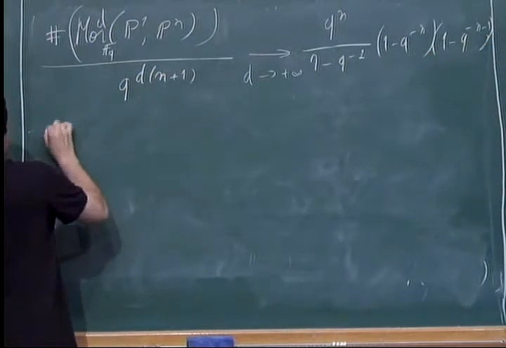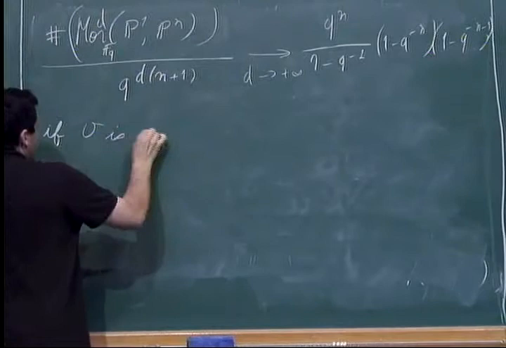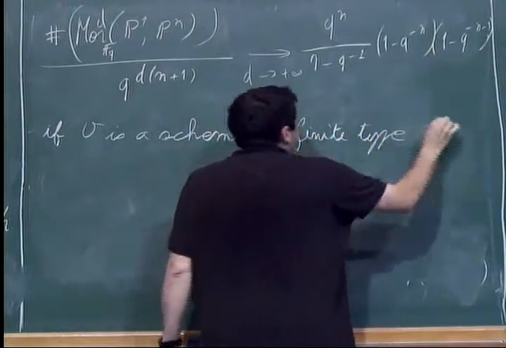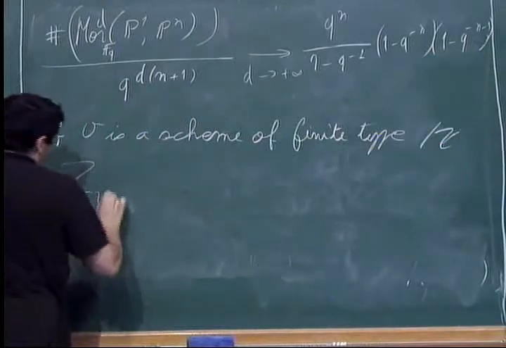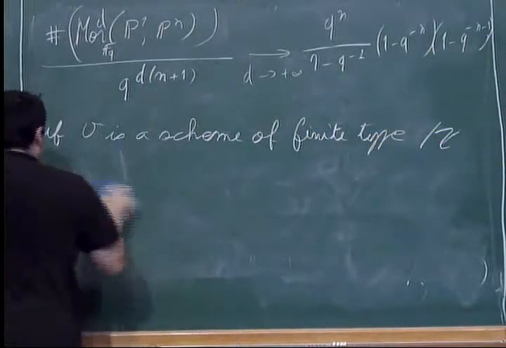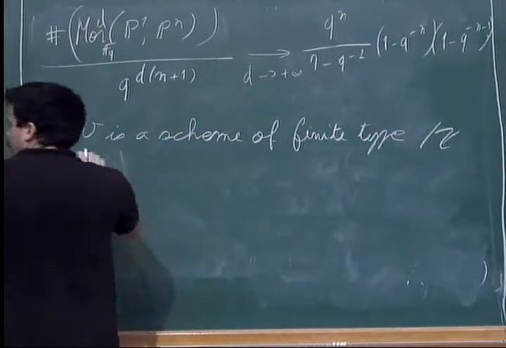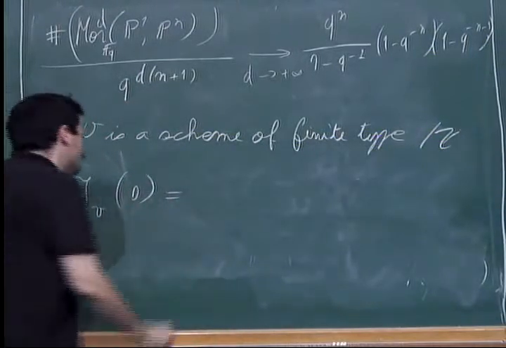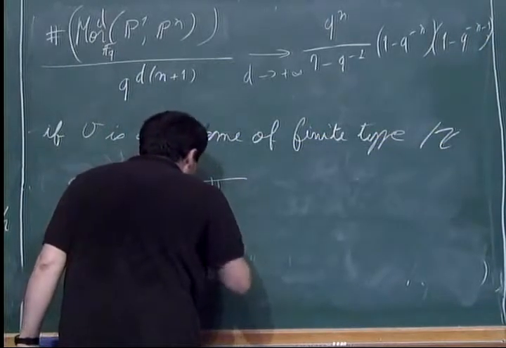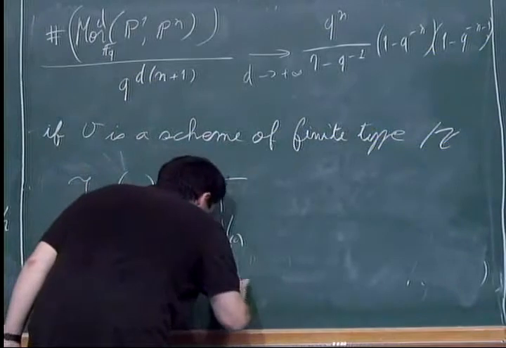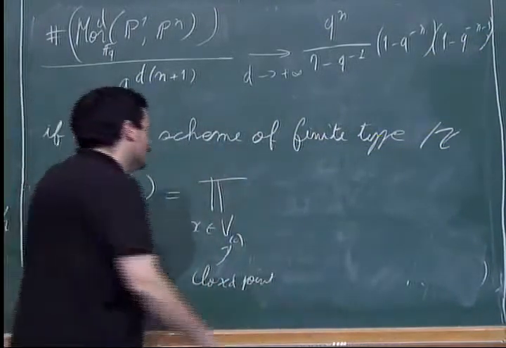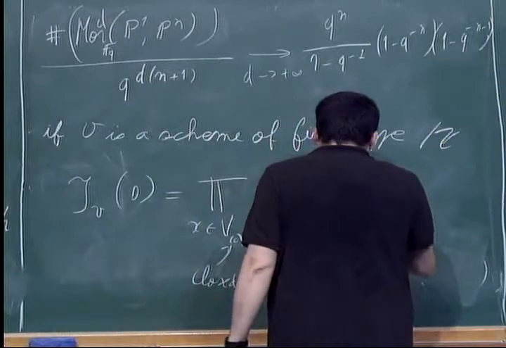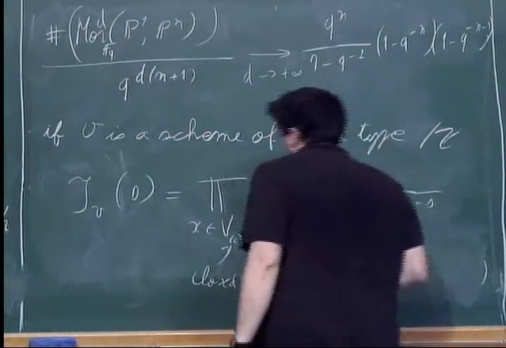So more generally, if V is a scheme of finite type over Z, you may consider the zeta function zeta_V of s, which is a product over all closed points x of V of 1 over 1 minus the cardinal of the residue field of x to the power minus s.